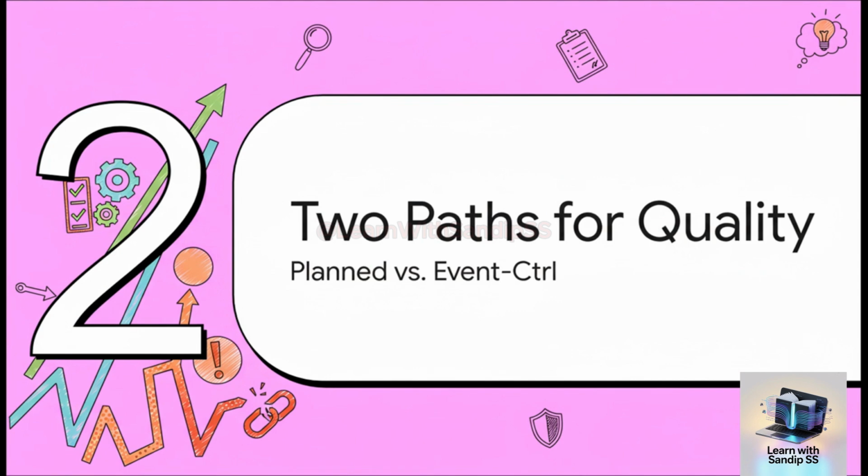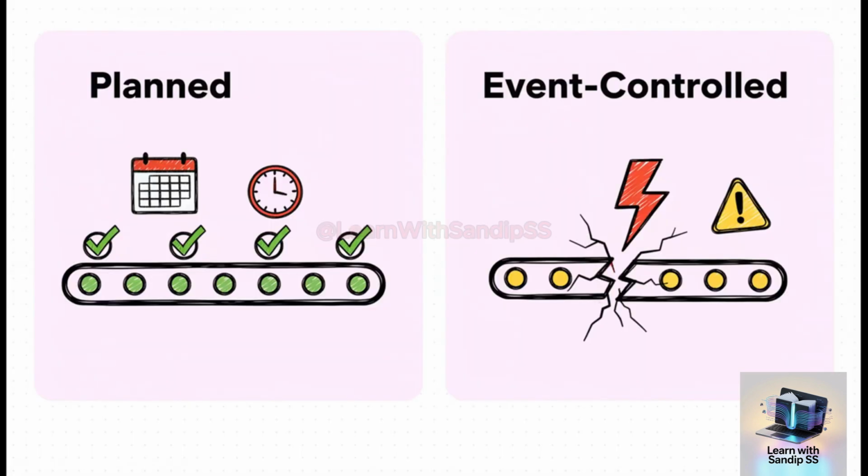And here they are. These are the two fundamental paths for quality in the SAP world. The system organizes everything into these two big buckets, what it calls planned processes and event-controlled processes. Honestly, understanding this one distinction is the absolute key to unlocking the power of the whole QM module.